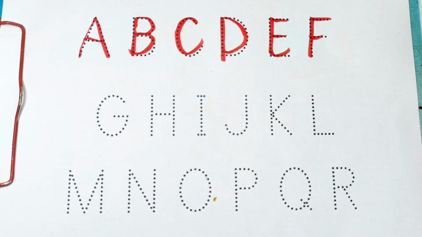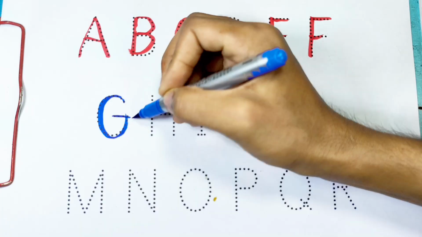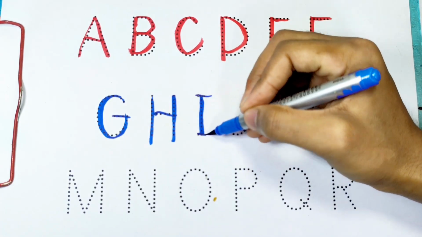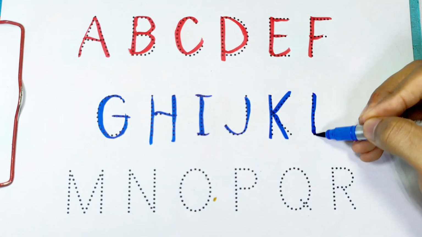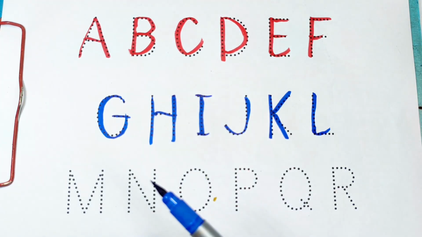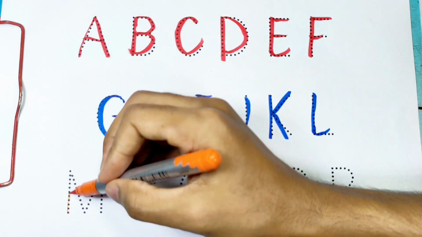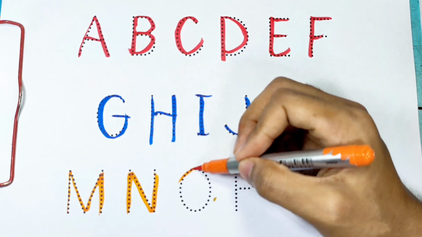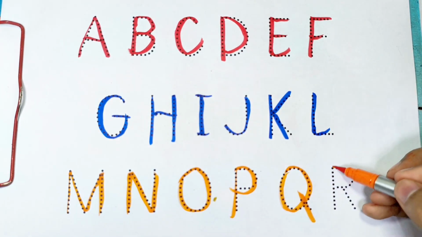The next one is G. Blue color. Now we're writing the alphabet of G. The next one is H. Using the color of blue. I, J, K, K for kite. L. The next one is M. M for moon, M for mango. Orange color. And the next one is N. N, O, P, Q, R.